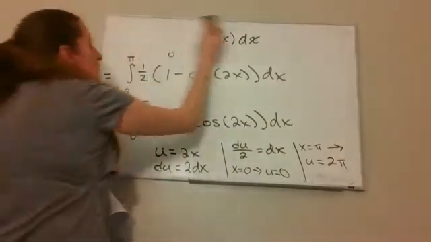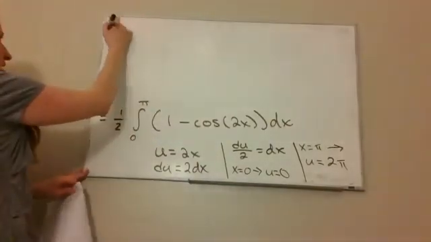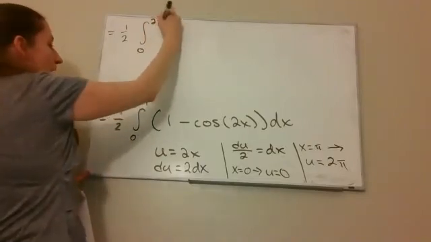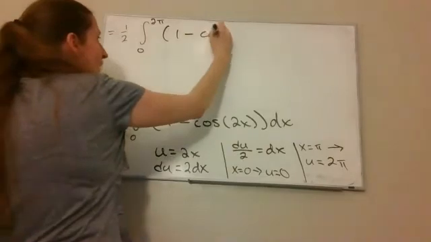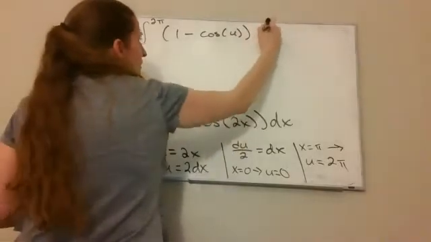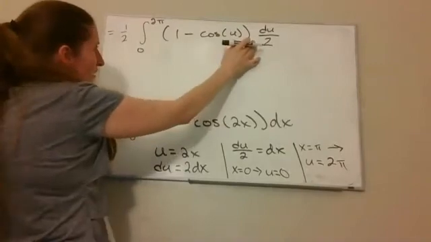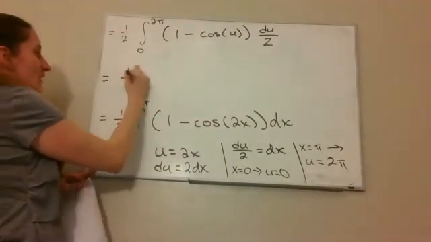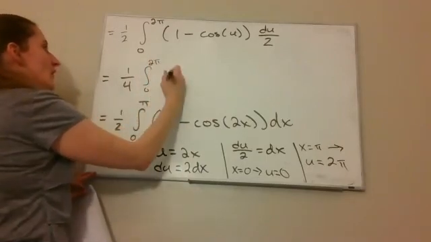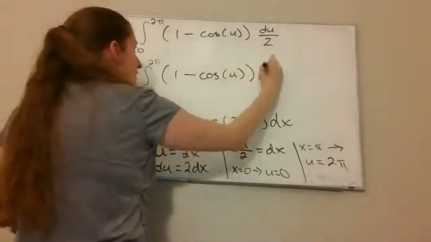Rewriting this integral with these new bounds and my new variable u, I'm going to have a 1/2 integral from 0 to 2 pi of 1 minus cosine of u, and my dx is du over 2. So this 1/2 on my du, I can kick to the outside. So now I'm going to have a 1/4 in front of my integral. 1/4 integral from 0 to 2 pi, 1 minus cosine of u du.